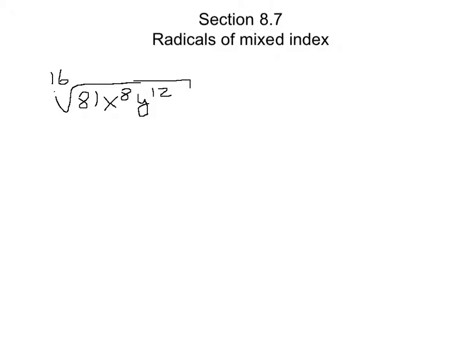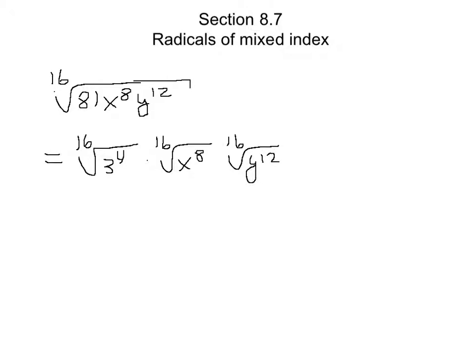Alright, so here we're taking the 16th root. Really what we can do is just break this all up as the 16th root of 81, which is 3 to the 4th, times the 16th root of x to the 8th, times the 16th root of y to the 12th. That's the same as, going backwards here, 3 to the 4 sixteenths times x to the 8 sixteenths times y to the 12 sixteenths, and now I can simplify a little bit.